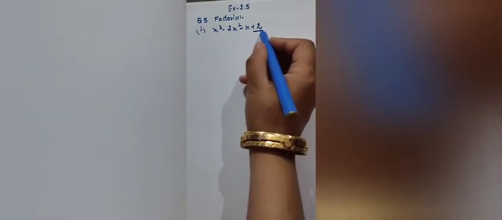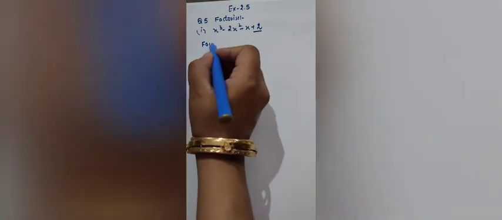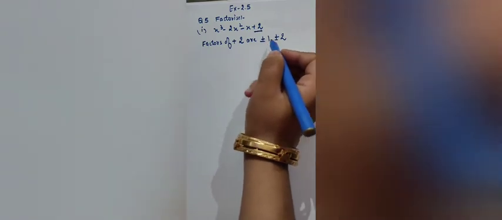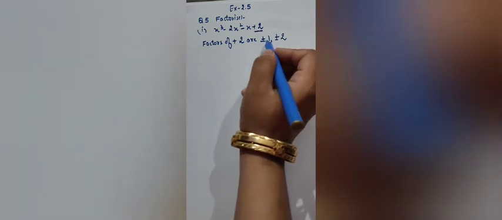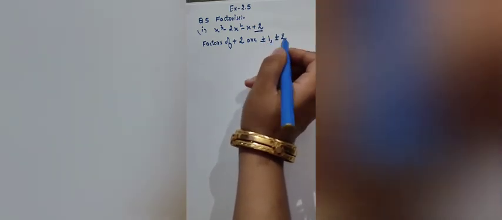Students, in the first step, as you can see here, the polynomial is x cube minus 2x square minus x plus 2. So what we have to do is find the factors of the constant term. So factors of plus 2 are plus minus 1 and plus minus 2. Why? Because you know that we have to take integers here, not only whole numbers or natural numbers. That's why I have taken plus and minus 1 and plus and minus 2.